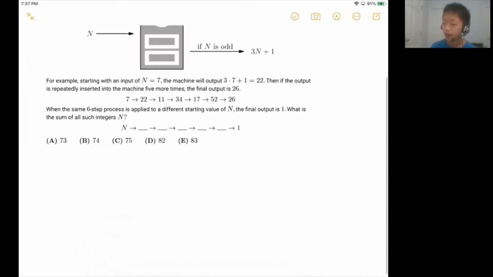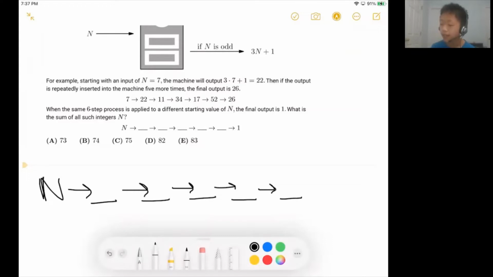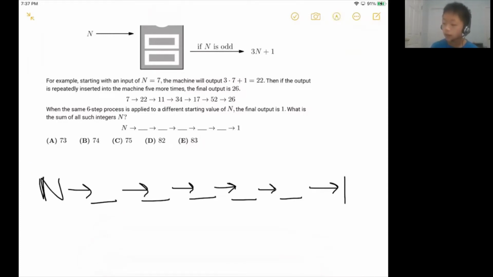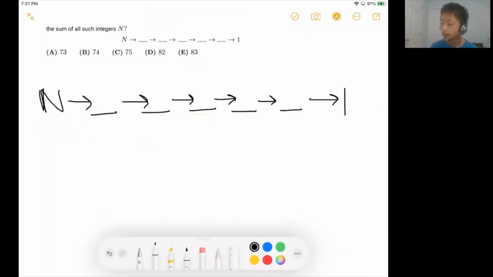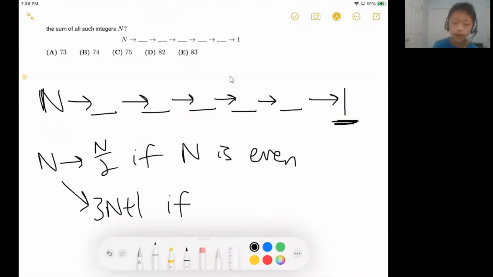So we know that n has to output some number, and that number has to output another number, and another, and another, and finally that last number outputs a 1. So what we can do is work backwards. Let me write it here: n goes to n over 2 if n is even, and it goes to 3n plus 1 if n is odd.